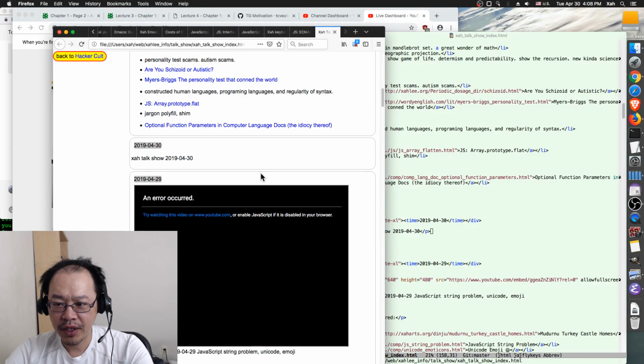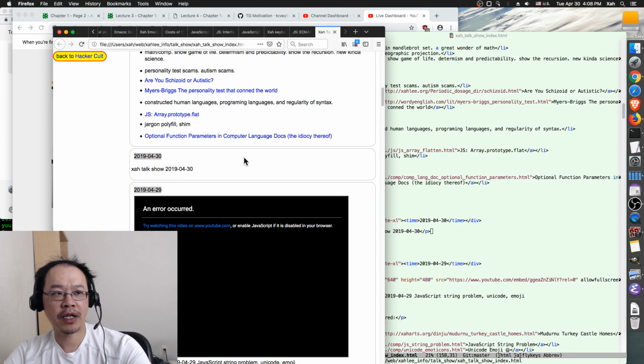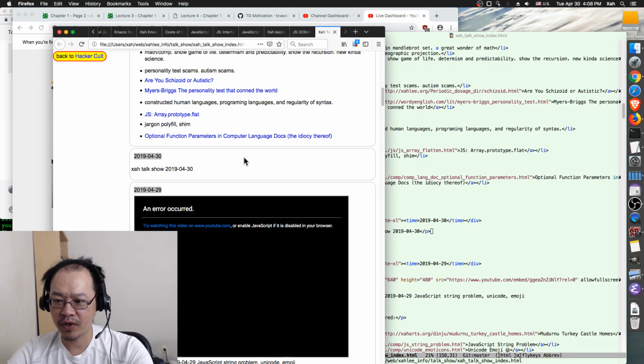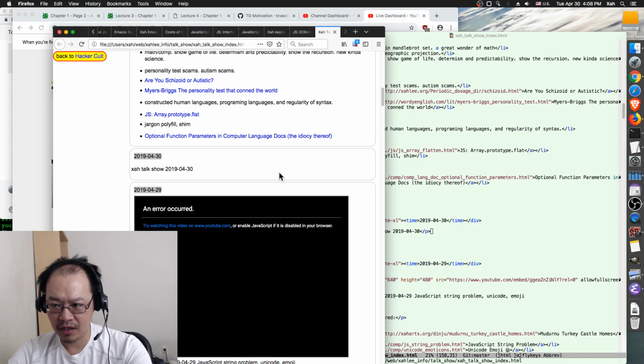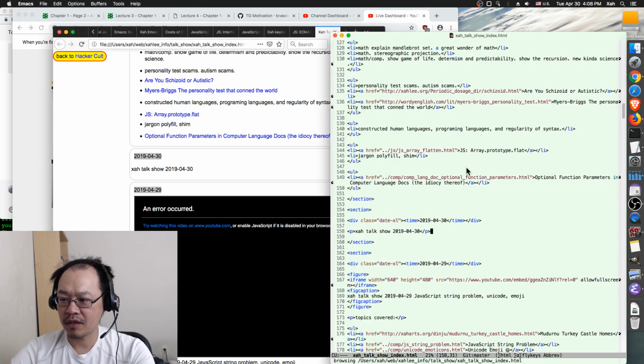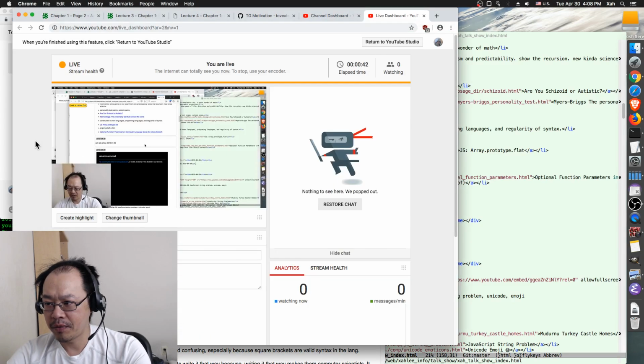Okay, so today we're gonna talk about optional function parameters in computer language documentation. This is one idiocy of the hacker type of programmers. I mean the programmer industry in general. So let's start talking about that. Then we wait for people to come online.